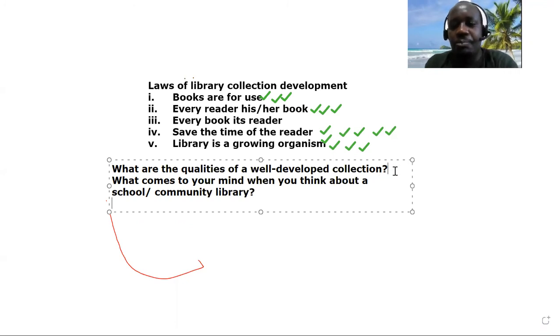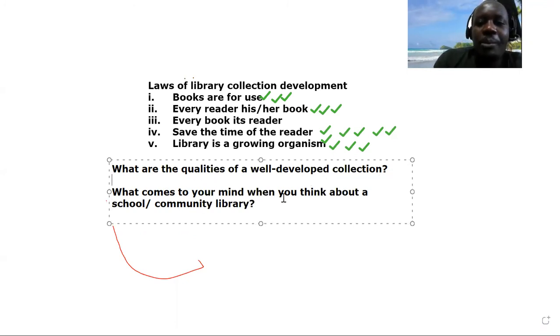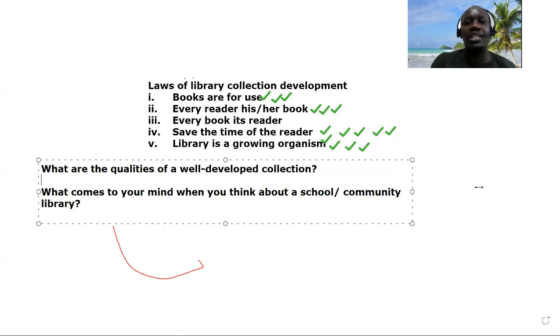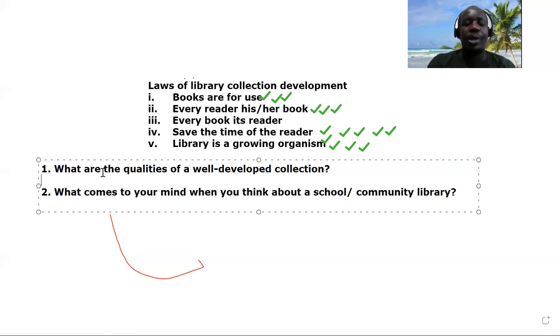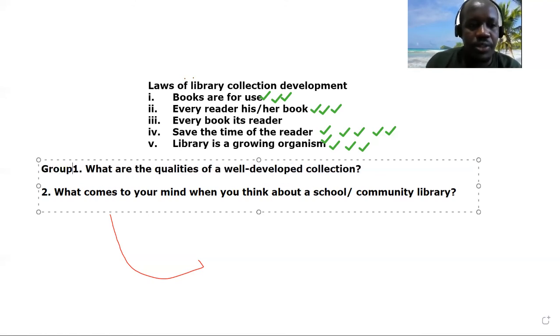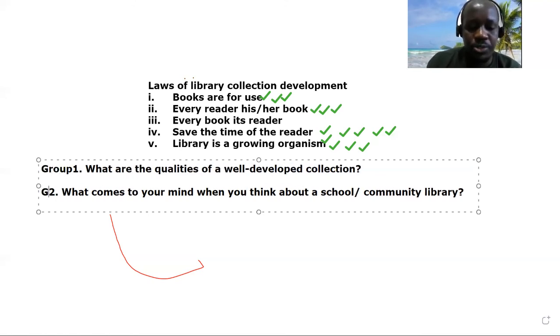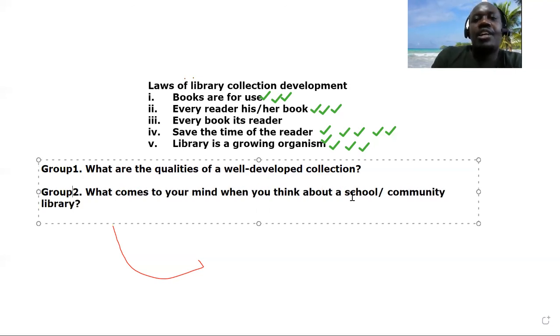And then the second group, you're going to discuss what comes to your mind when you think about a school or community library. What do you think makes a school or community library? So we're going to take 10 minutes to discuss those 2 questions. Group number 1, this is group 1. And then group 2, you discuss that question.